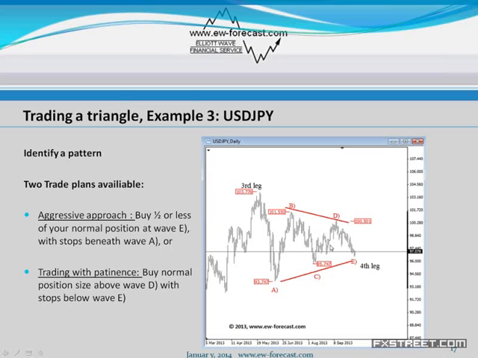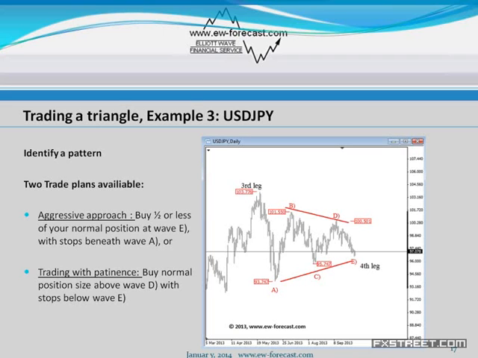We identified a triangle on a daily chart, and if you're an aggressive trader, you will enter a long position at this lower side of the range, which you suspect is wave E. But as I said earlier, you are not sure if that's wave E. What if the market moves to the downside and this proves to be a wave B triangle? This whole decline would be A, B, C. So in such a case, in an aggressive approach, you definitely want to enter a trade with lower position size.